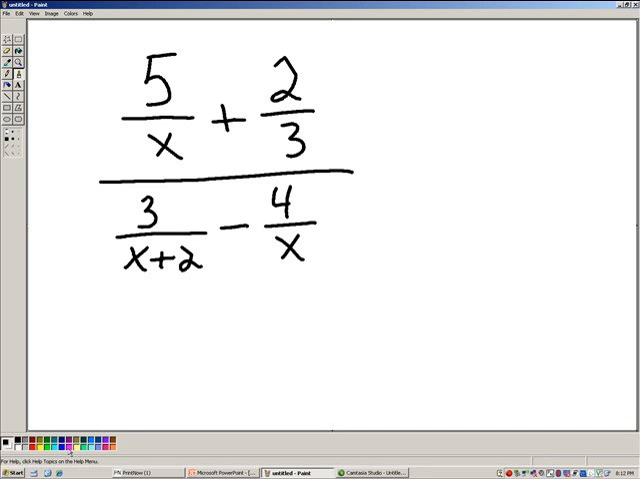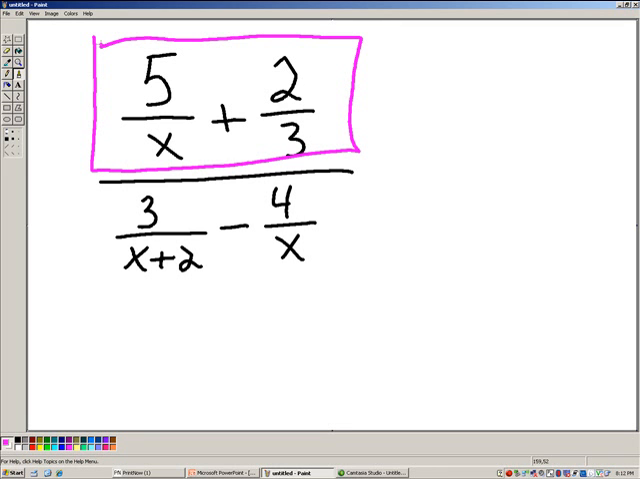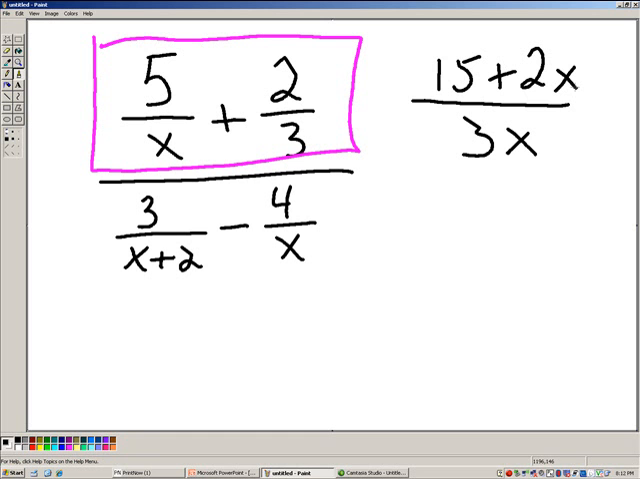So when I say that, that means I'm talking about just this part, focusing on just that. And I treat it like a simple addition of rational expressions. I would need to get a common denominator. In this case, it's going to be a 3x. So I go ahead and I put that down right away. I needed to multiply x times 3, so I need to multiply 5 times 3, and I get 15. I need to multiply 2 by x, 3 by x, so I need to multiply 2 by x. So I get 15 plus 2x for the numerator up there.